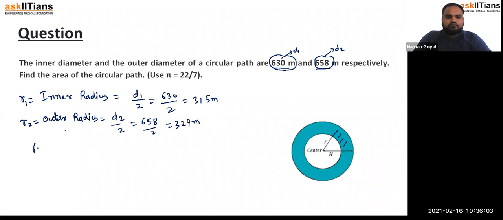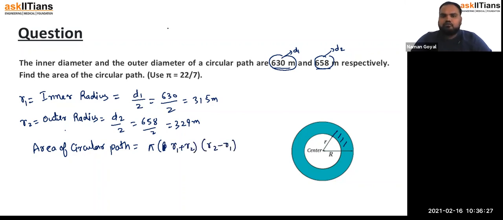Area of circular path is what? Pi comes common, then R1 plus R2 into R2 minus R1. Why do we take R2 minus R1? Because here we take R2 as the greater radius and R1 as the smaller radius, right? So it will be R2 minus R1. If you take R1 minus R2, then it becomes negative. And how can the area be negative, right? It is not possible for area to become negative. Are you getting my point? So we have to take R2 minus R1 only.